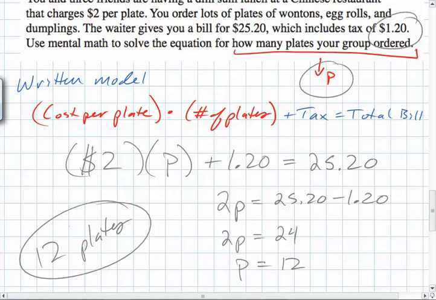Does that make realistic sense? Let's check our answer. 12 plates seems pretty good for 4 people, I guess. And also let's check to see if it works. If you ordered 12 plates and they cost $2 each, you'd spend $24. And if the tax was $1.20, you'd add that in and you'd have $25.20. So our answer does check. And it also makes realistic sense, which is good. If we had finished with an answer like a billion or a negative number of plates, maybe that would be a good signal that something's wrong.